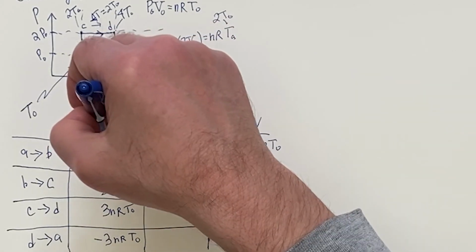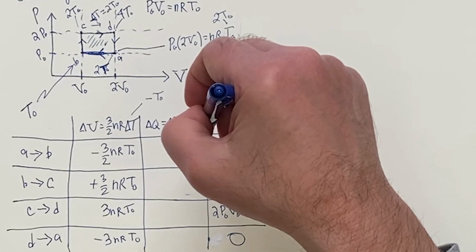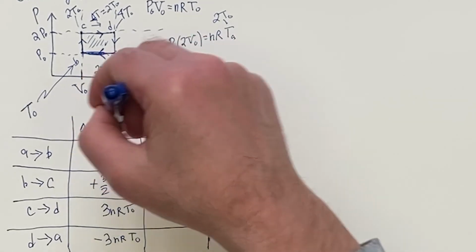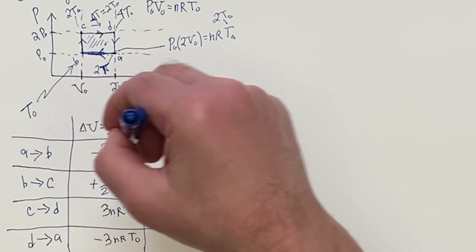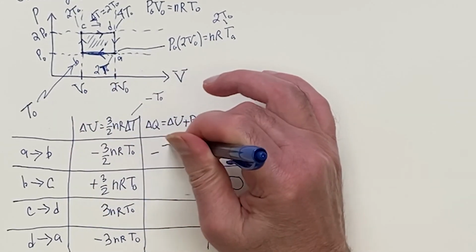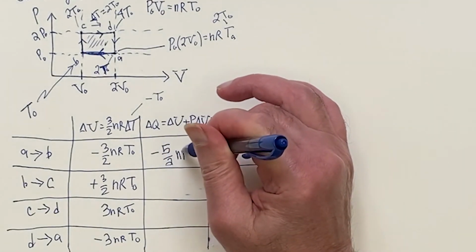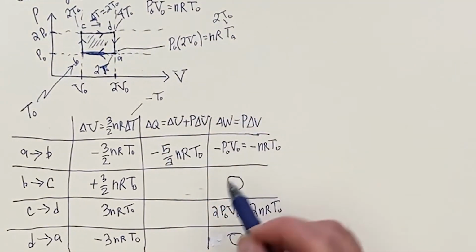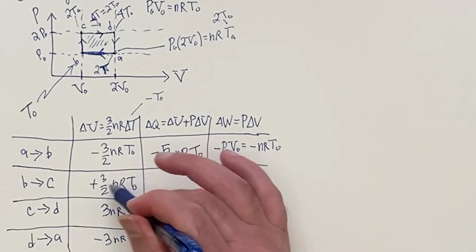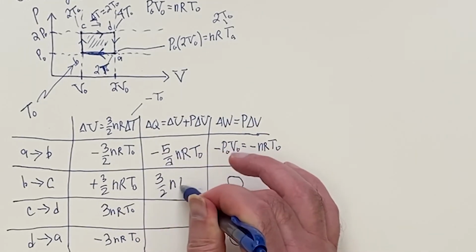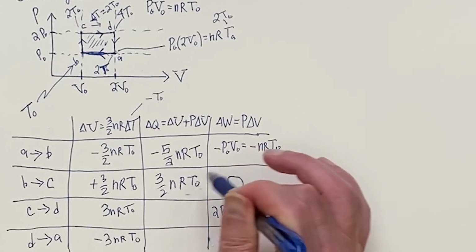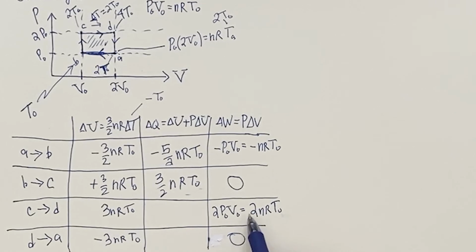You take this column and add it to this one. So if you do that, just add this delta U plus P delta V, this is a minus 3 halves, minus 1 is a minus 5 halves. So this is a minus 5 halves nR T naught. Then if you add these two together, you get just the 3 halves nR T naught, since you're adding 0. For these two, you get 3 plus 2 is 5. So this is then 5 nR T naught. Then if you add these two, you get minus 3 nR T naught. It's fun. It's like a puzzle.